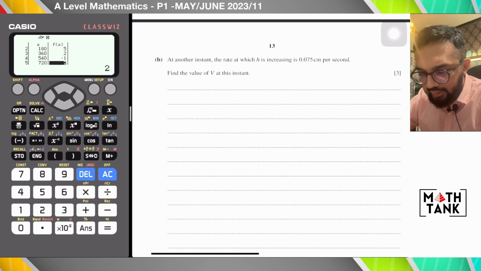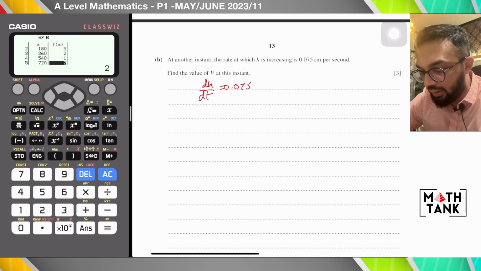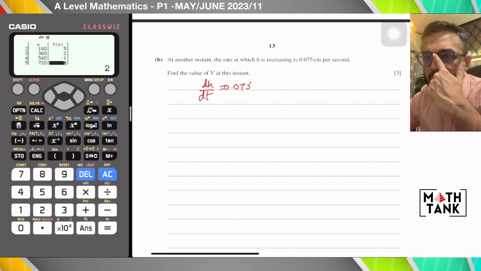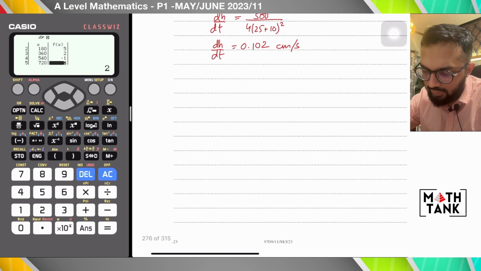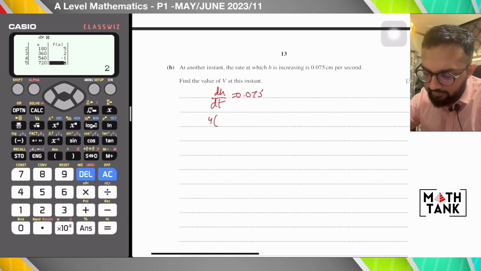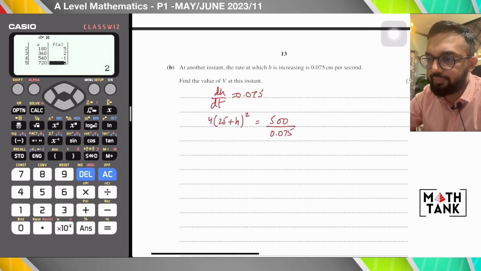At another instant, the rate at which h is increasing, so dh over dt, is 0.075. Find the value of V at this instant. So let's go back to our chain rule and think about it that way. I think I have to find out h first and then put it into the expression for V. So the expression that I've gotten is 4 into 25 plus h whole square equals 500 over dh over dt. So I'm just going to use 0.075 and see if I can solve for h this time.